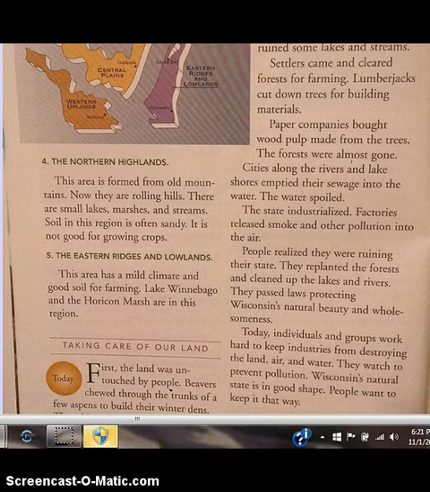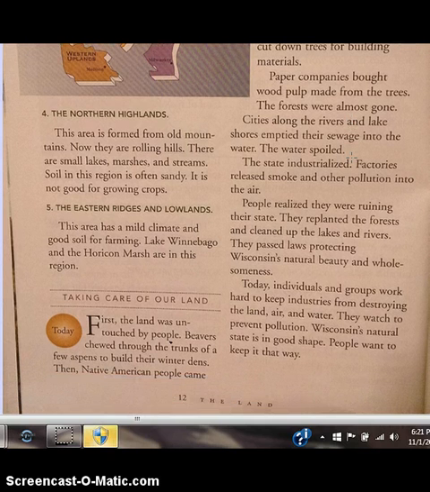Paper companies bought wood pulp made from the trees. The forests were almost gone. Cities along the rivers and lake shores emptied their sewage into the water. The water spoiled. The state industrialized. Factories released smoke and other pollution into the air.